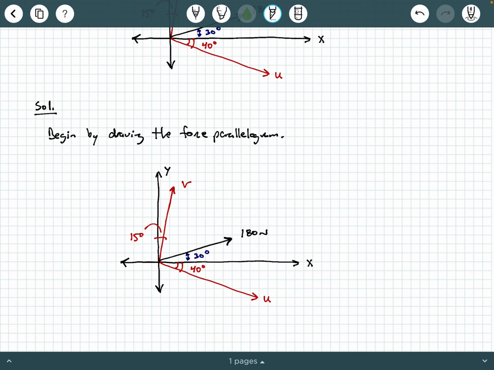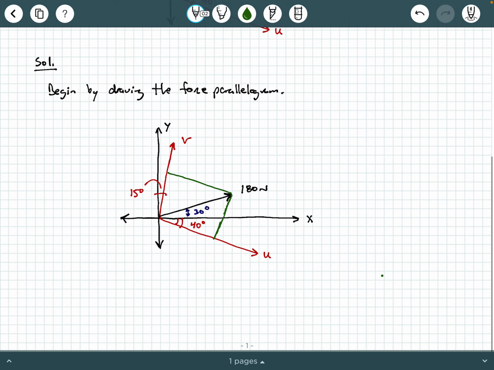So it's kind of like we think of this 180 Newton force as the resultant of two other force vectors that we're trying to find. So it's almost like going in the opposite direction from what we did in our previous video, our previous example. So here's what I'm going to do. I'm going to use this green color here, and I'm going to draw this green line. And this line in green is parallel to this v-axis. And similarly, I'm going to draw another line here. And this second green line is parallel to the u-axis. So what I've done is I've formed a parallelogram right here, okay?